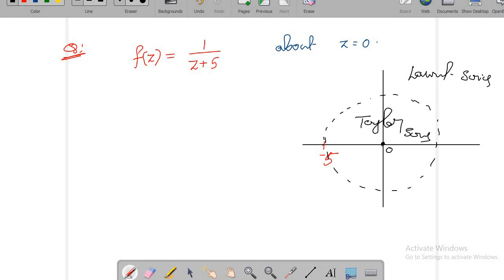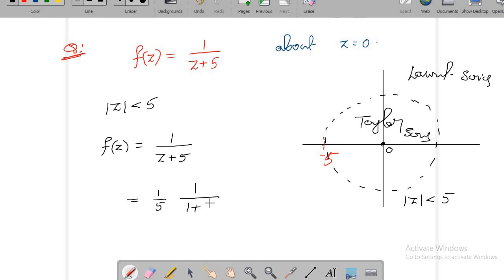So first let us write what is this region, which is mod z is less than 5. Let me write the region 1 when mod z is less than 5. Now the expansion: f of z equal to 1 by z plus 5. You can take 5 common, so 1 by 5 into 1 by 1 plus z by 5. When mod z is less than 5, that implies modulus of z by 5 is less than 1.